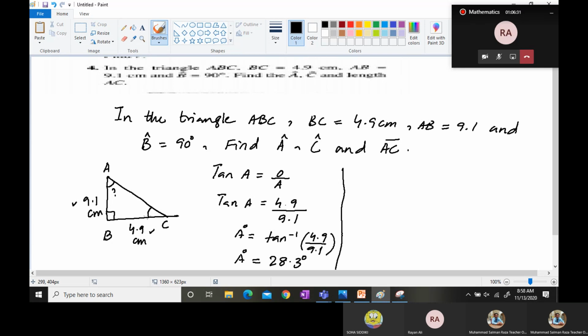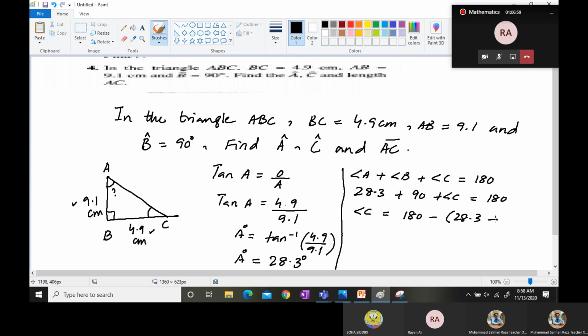And angle C, like when I'm having angle A at 28.3, angle A plus angle B plus angle C is, I know, 180 degrees. So angle A is 28.3, angle B is 90, and I don't know angle C. So angle C is 180 minus the sum of these two angles.